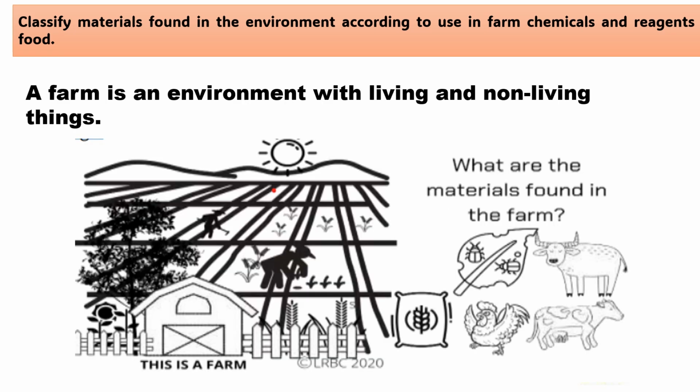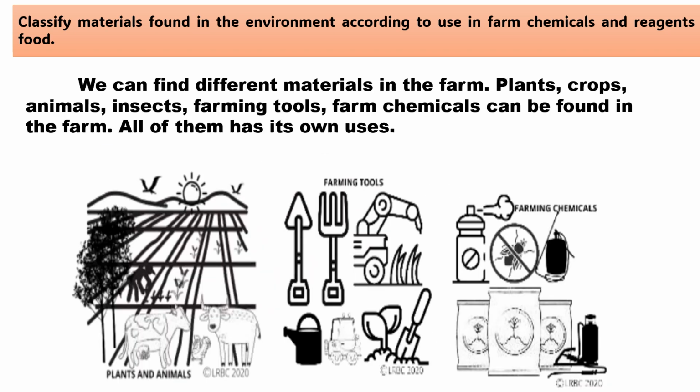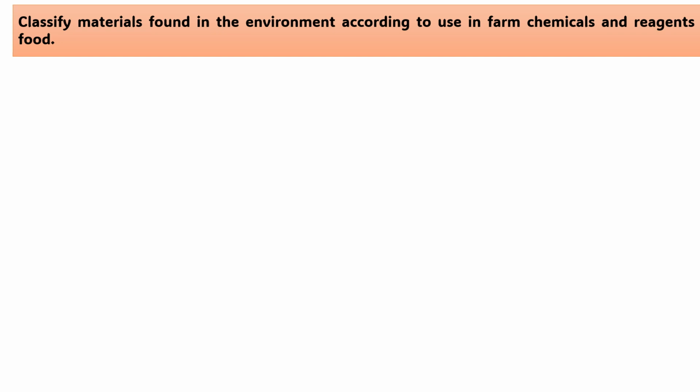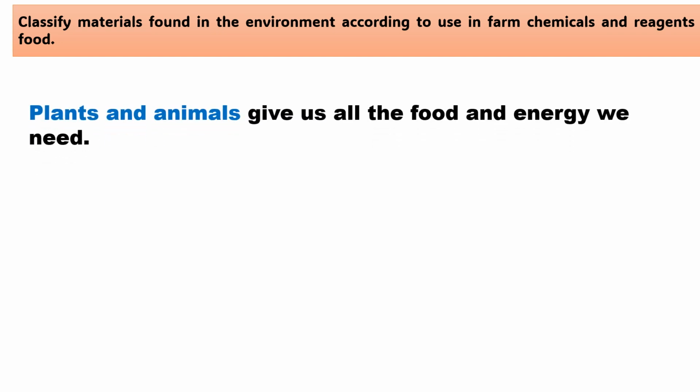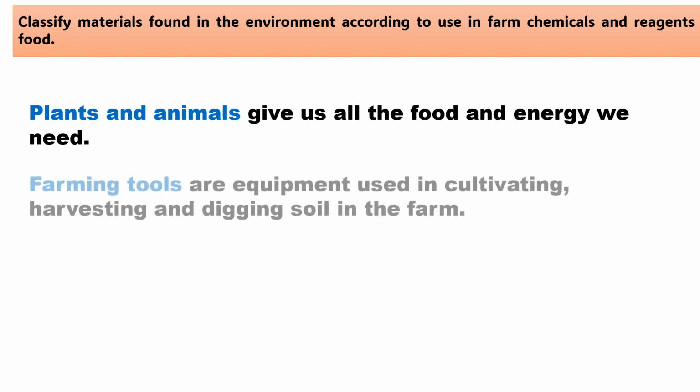A farm is an environment with living and non-living things. We can find different materials in the farm: plants, crops, animals, insects, farming tools, and farm chemicals. All of them have their own uses. Plants and animals give us all the food and energy we need.